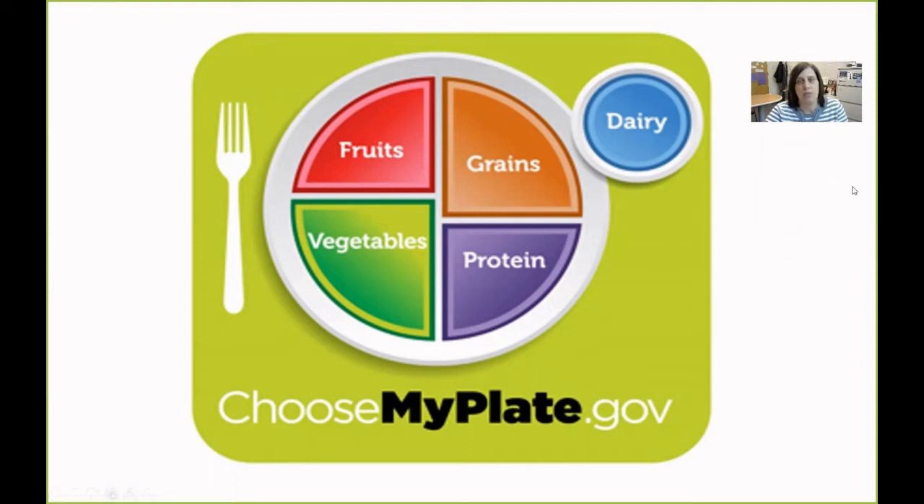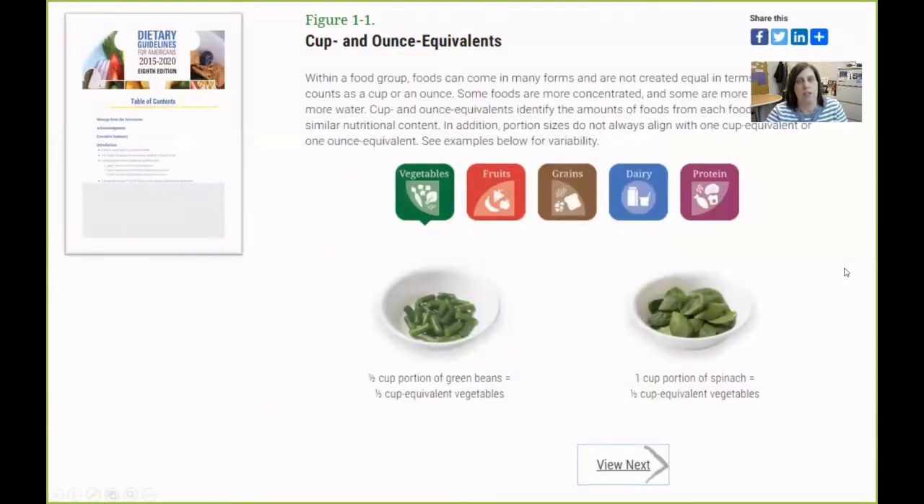So what is an equivalent? Well, you may be familiar with the term serving, which we've moved away from now and replaced this with equivalents. So in each food group, there are a cup or ounce equivalents that are recommended based on our calorie level. And again, the information we put into our profile to create overall recommendations for food group consumption each day.